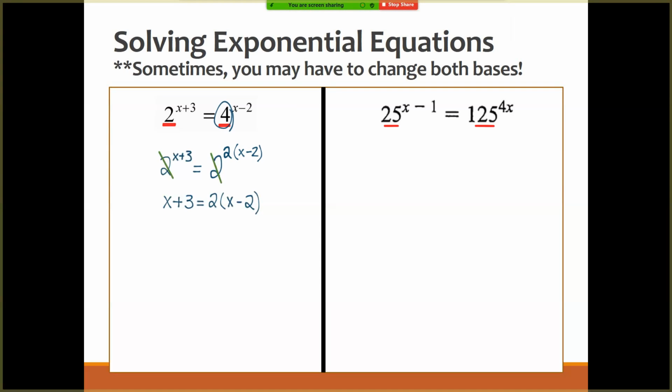Got to get rid of those parentheses. The easiest way to do it is just to distribute that 2. So 2x minus 4. And then we're back down to a basic algebraic equation to solve for x. So subtract x from both sides. Add 4 to both sides. And x equals 7 for my final answer.